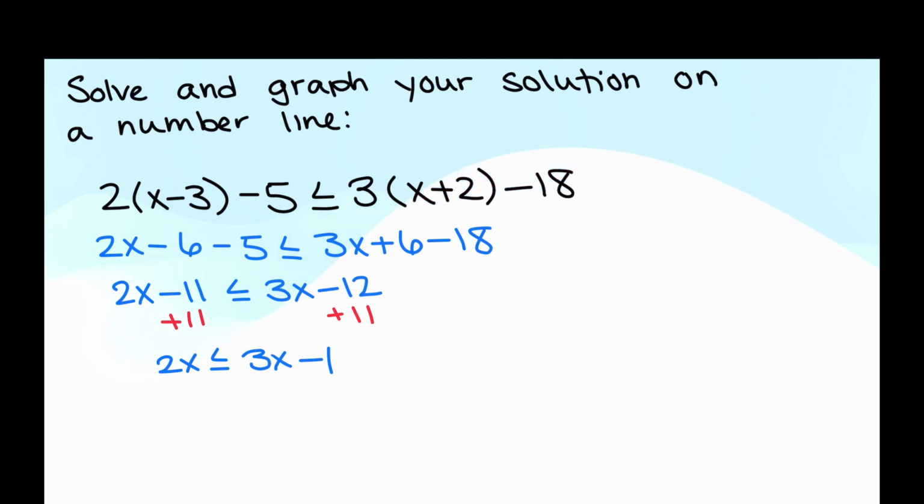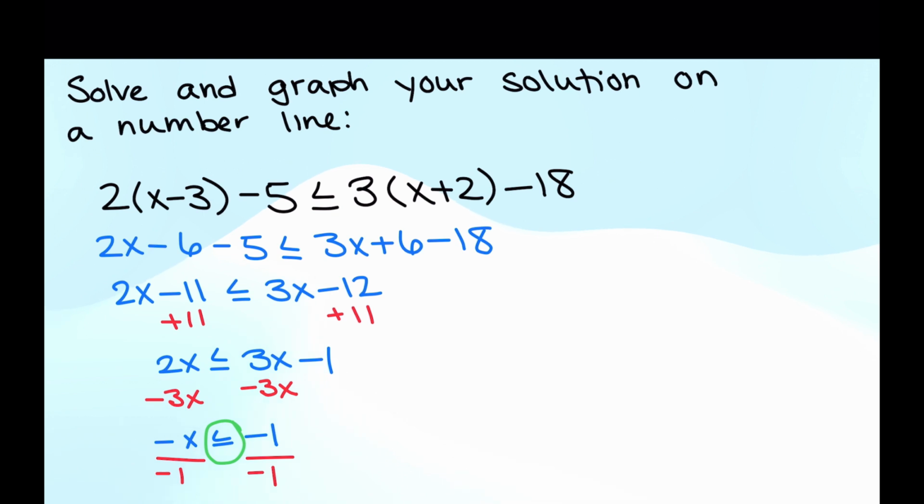If we want the x's on the left, I'm going to minus 3x from both sides. 2x minus 3x is -1x, less than or equal to -1. Finally, to get x by itself, this -x is technically a -1x, so I'm going to divide both sides by -1.